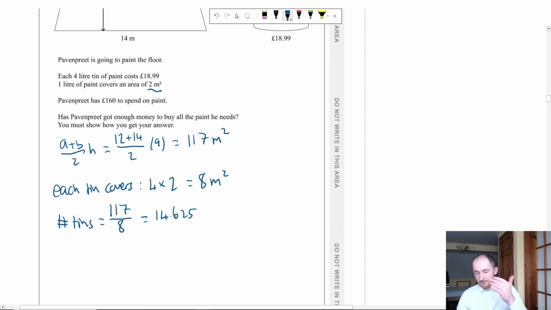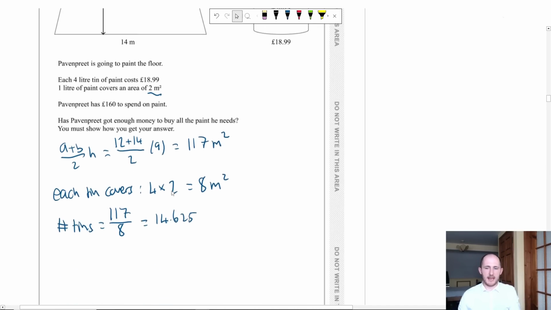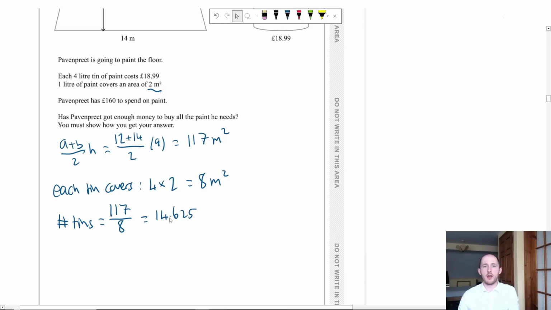Now, if we, again, think about it, 14 tins would not cover the whole thing. No matter, even if this was 14.01, 14 tins wouldn't be enough. So you always round it up when you're talking about buying stuff like this. So we need to buy 15 tins of paint. Pavampreet does. Now he only has £160 to spend on paint. So it's a good idea to work out how much 15 tins would cost.